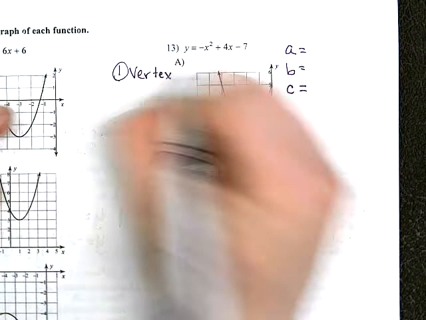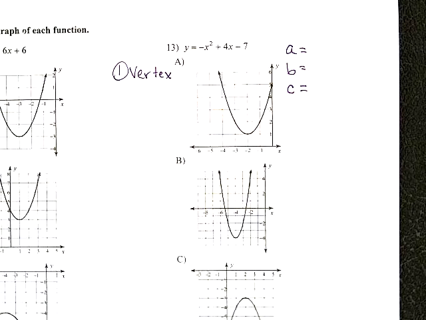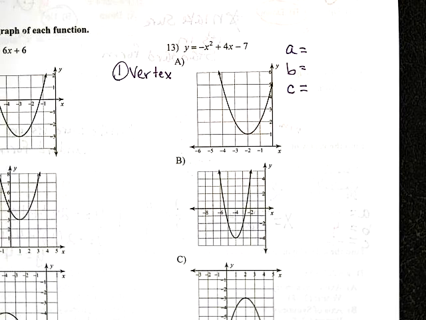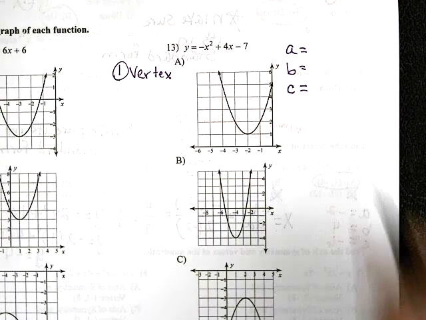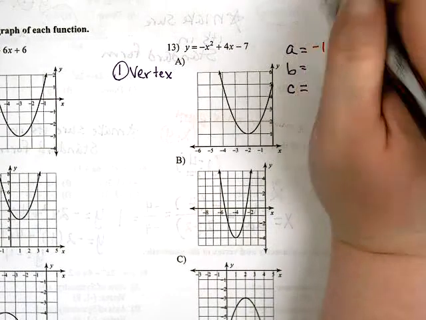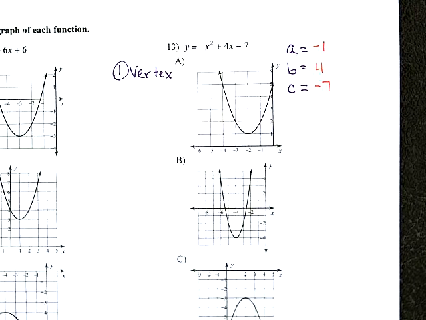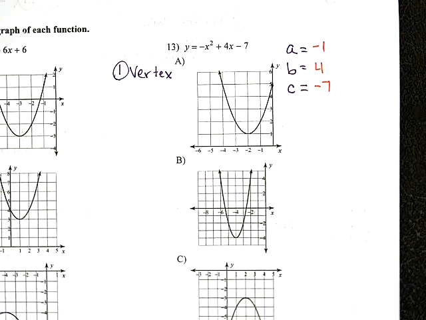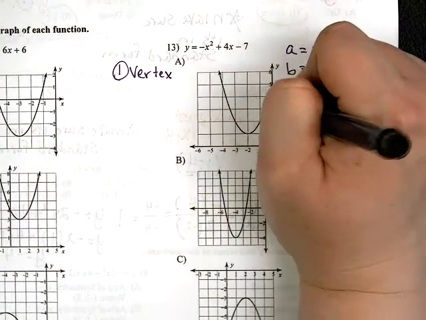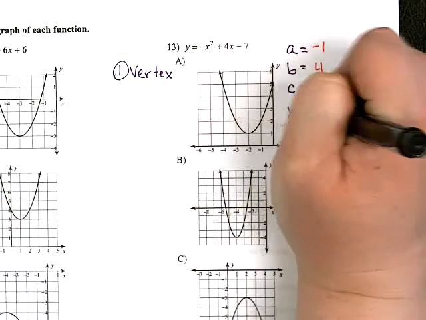So we're going to do exactly what we did in question 5 on the other page. We're going to find the vertex. And in order to do that, we need A, B, and C. So A is negative 1, B is 4, and C is negative 7. Okay, so let's go ahead and use our formula. X equals negative B over 2A.